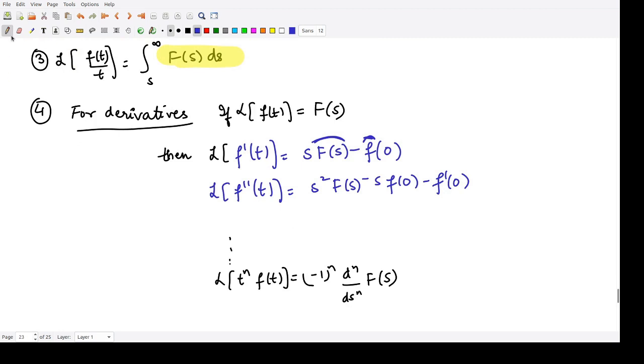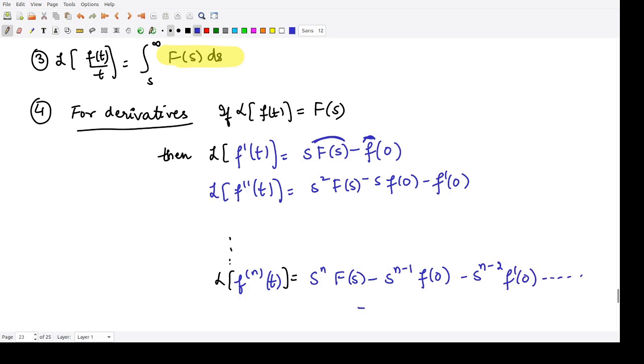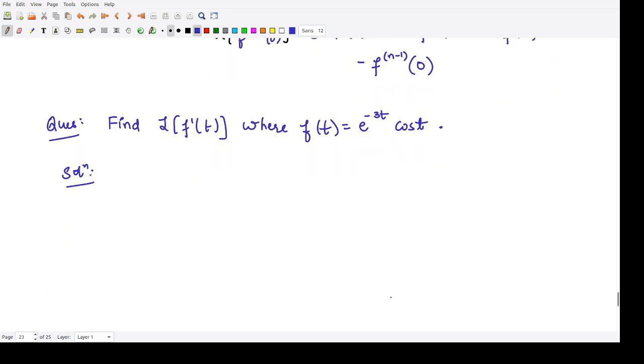And then similarly, what would be the Laplace transform of the nth derivative of f? So we would find the Laplace transform of this nth derivative of f, that would be s raised to power n F of s minus s raised to power n minus 1 into f of 0 minus s raised to power n minus 2 into f dash 0, and so on. So in the last we would have minus the n minus 1th derivative of f calculated at 0. So this we had already covered. So let us see a quick example.